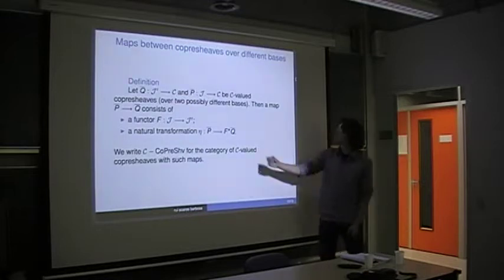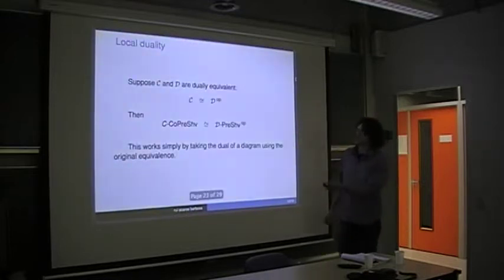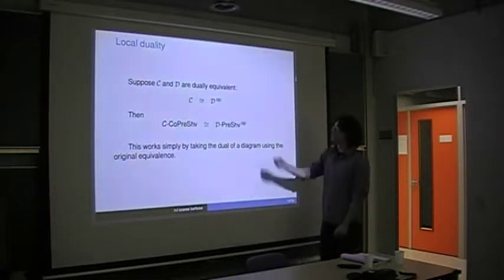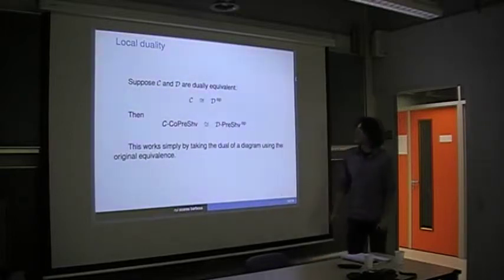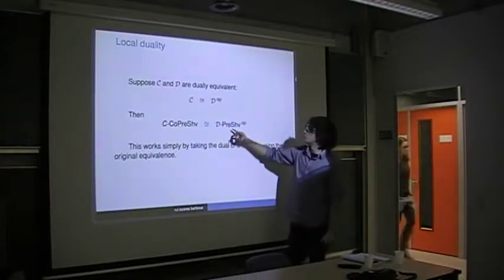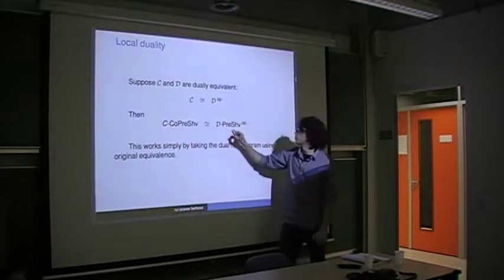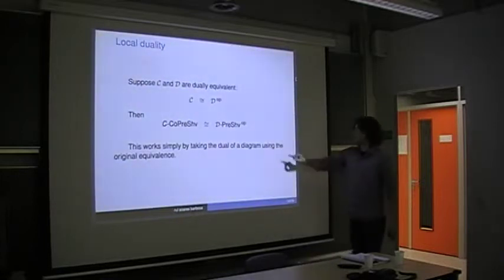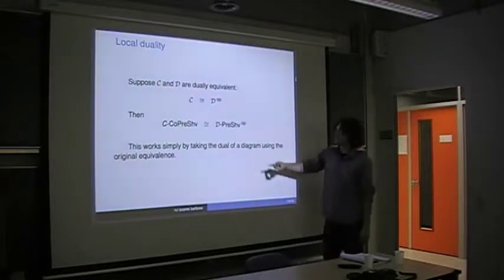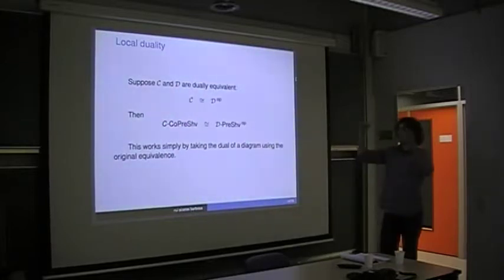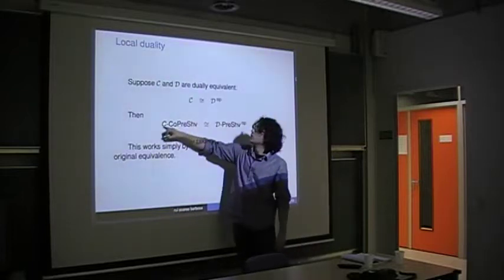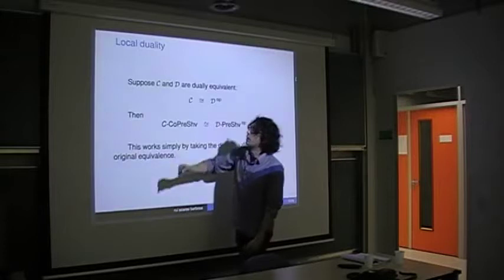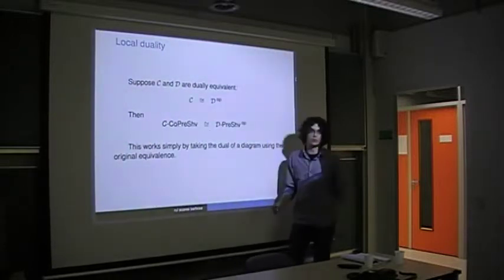valued in any category C, and this is quite a trivial observation: if two categories C and D are in duality, so dually equivalent, then the category of co-presheaves valued in C and the category of presheaves valued in D, with such maps, are also going to be dual. And the way it works is simply by taking the dual of any diagram using the original equivalence. So a co-presheaf will consist of a certain diagram in C, and you can take the dual of it and that will make a presheaf valued over D. And the way we define the maps will make the thing work as well, being dual to each other.